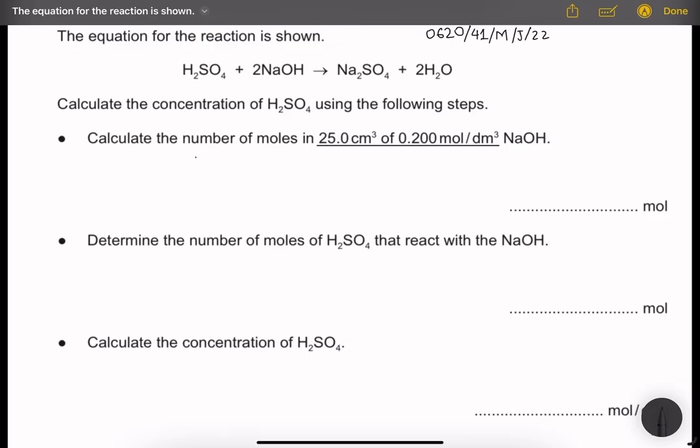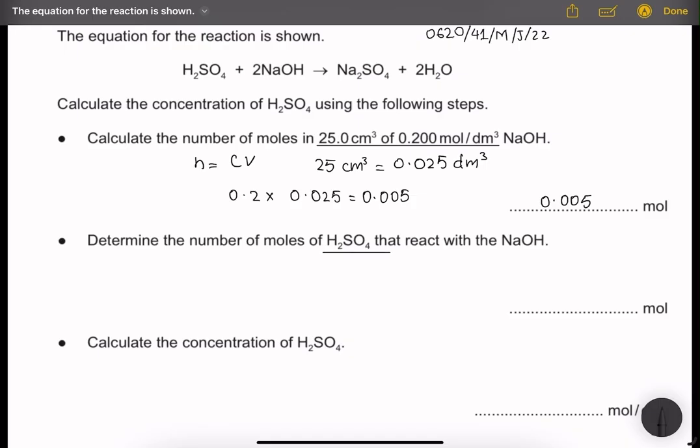We use the formula n is equal to cv. Before that we convert this volume into dm cube. So 25 cm cube is equal to 0.025 dm cube. We basically need to divide by 1000 to convert from cm cube to dm cube. So concentration is 0.2 times 0.025. That's going to be equal to 0.005, so 0.005 moles of NaOH.